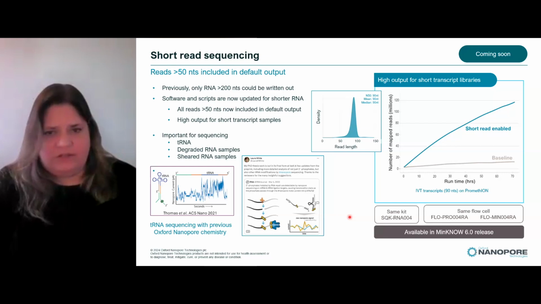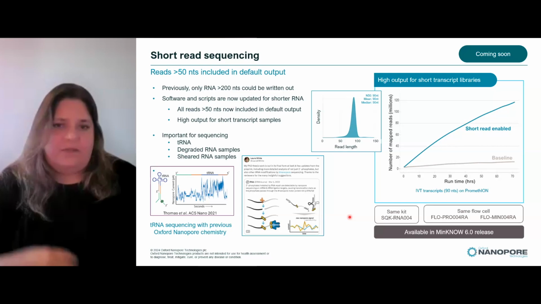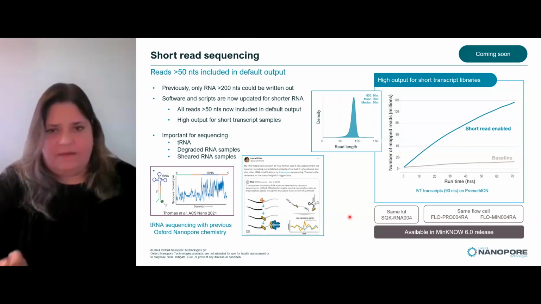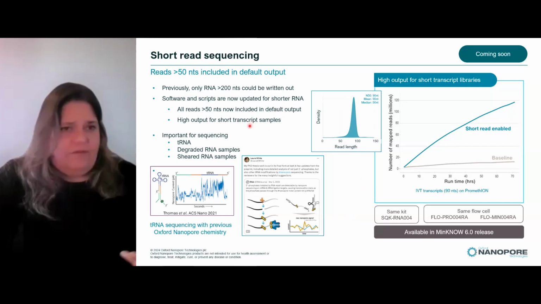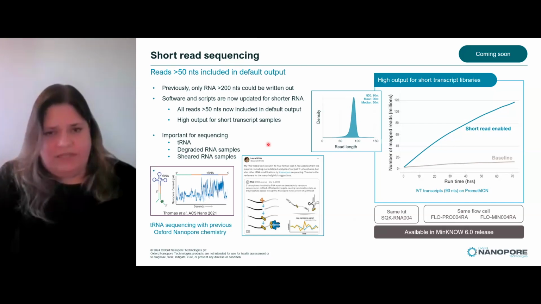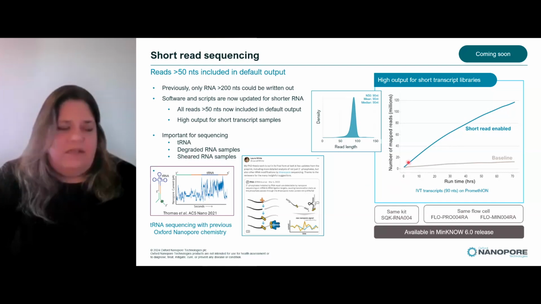This is something that's going to go out, and these data will be generated as part of the default. So if you're running a normal length library prep, you will get this increased amount of data that's 50 nucleotides and above. Anything between 50 and 200 is now going to be present in your output. So if you have shorter samples, like people looking at tRNAs, or a degraded sample, or a sheared RNA sample that you want to run on the Nanopore platform to get mods, with this short read enabled software, we get incredibly high output.